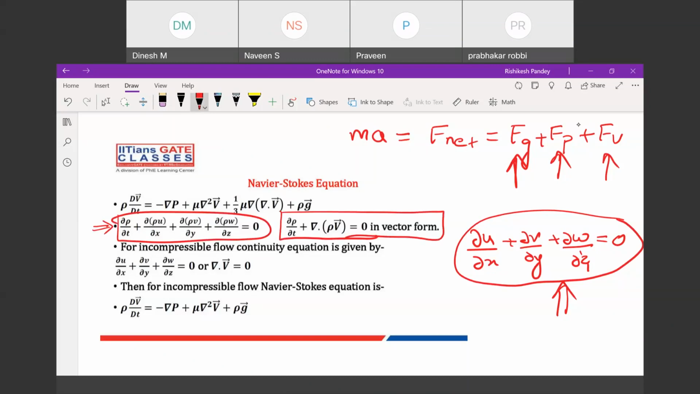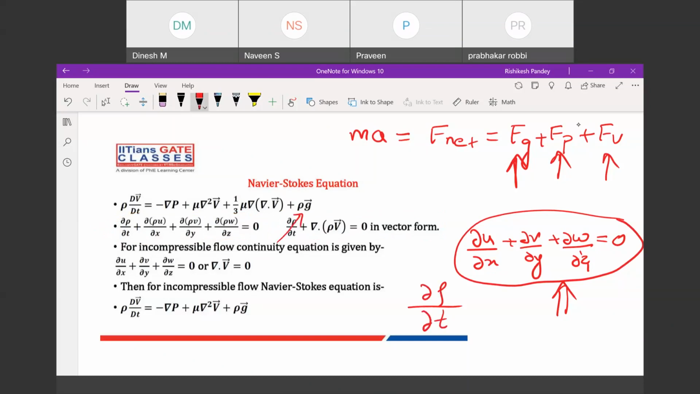Okay. Now, for incompressible flow, density is constant. So if the density is constant, dou rho by dou t will be 0, and density will come out from the differential. So you see this equation will get. Okay, and in vector form, this is how we can write a continuity equation.